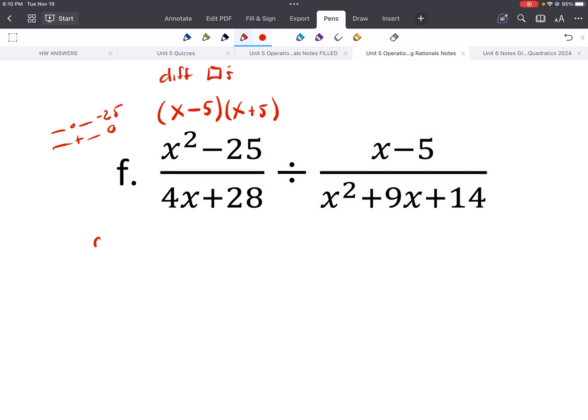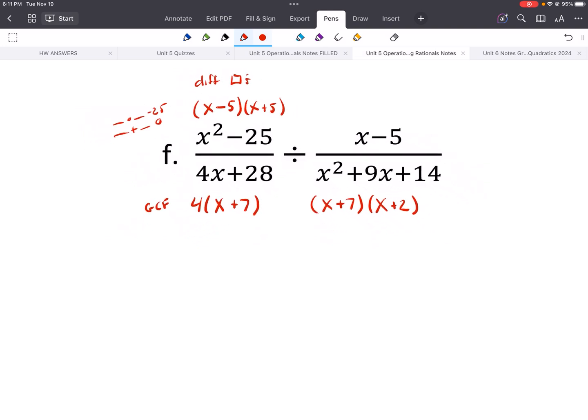For the bottom, it's GCF, so we can take out a 4, and we'd get x plus 7. On the top, that can't be factored, but the bottom would be the puzzle where we multiply and add. So this would be like x plus 7 and x plus 2. Okay, so keep, change, flip. I know it's a little bit of work to write this all out, but I think it is important.